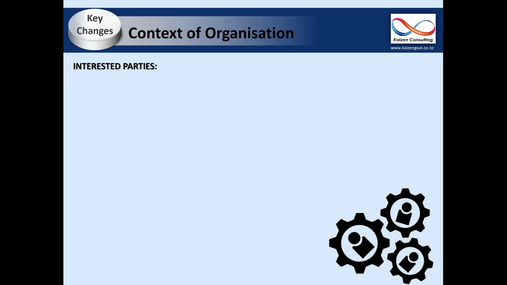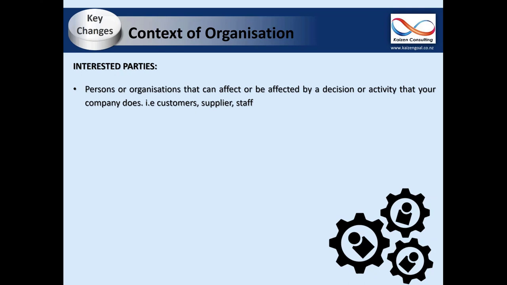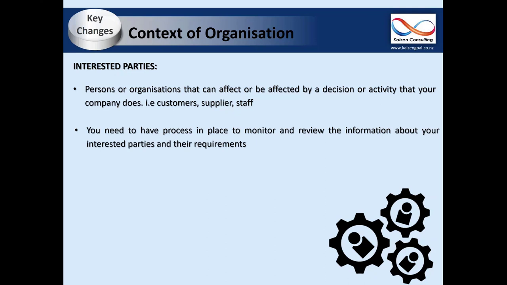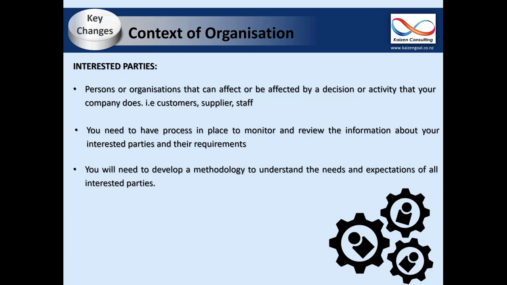Another key change is the context of your organization. So we've got interested parties. It's a new terminology that has been introduced in 2015. It's basically persons or organizations that can affect or be affected by a decision or activity that your company does. These are like your customers, suppliers, staff. We have further examples coming in the next slide. You need to have a process in place to monitor and review the information about your interested parties and their requirements. And your organization also needs to develop a methodology to understand the needs and expectations of all these interested parties.